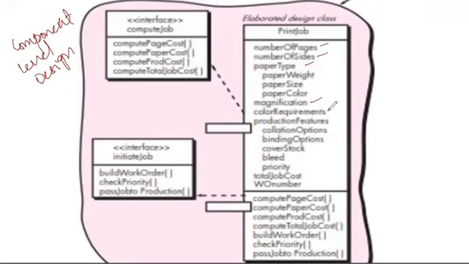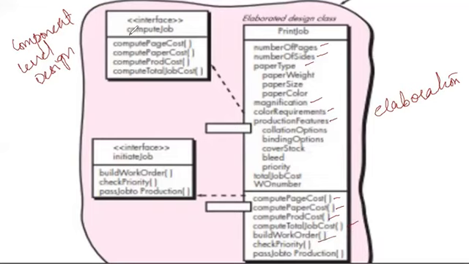Then you're going to have different color requirements. What are the different production features? All the different options are there. The collation options, binding options, cardstocks, all of this elaboration is done. Even within the operations, you had computing the page cost, paper cost, production cost, total job cost, check priorities. Each of these things is expanded.